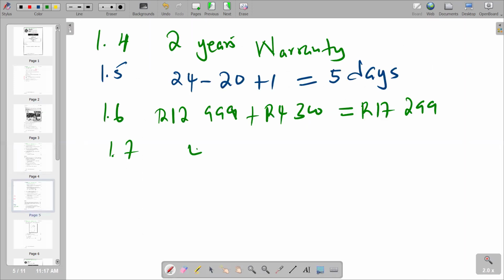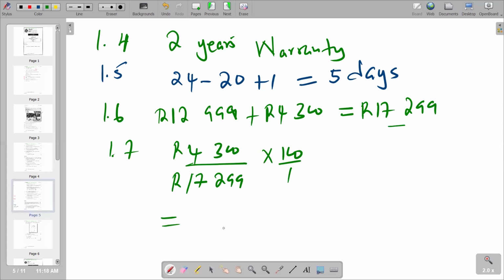So we are saying 4,300 we divide by the original price that we calculated just earlier, which we got as 17,299. And these are rands. Of course, we multiply by 100 over 1 to convert it to a percentage. We do that, and the answer that we are going to get there is going to be 24.856. And this is a percentage.